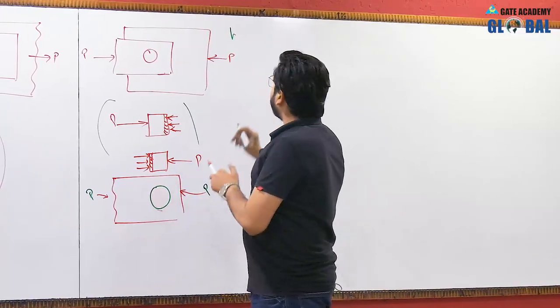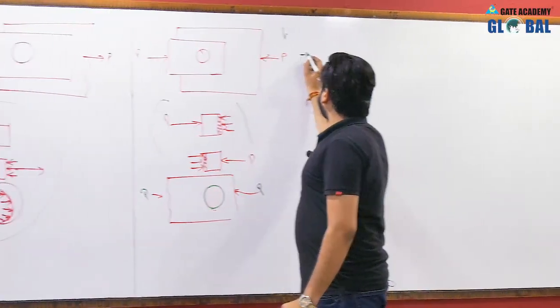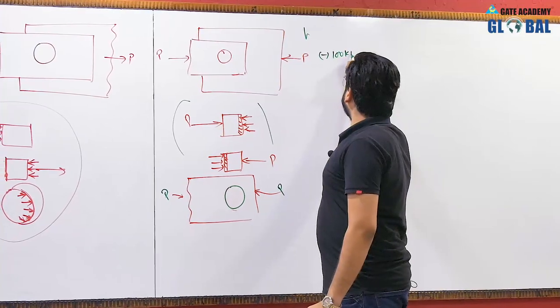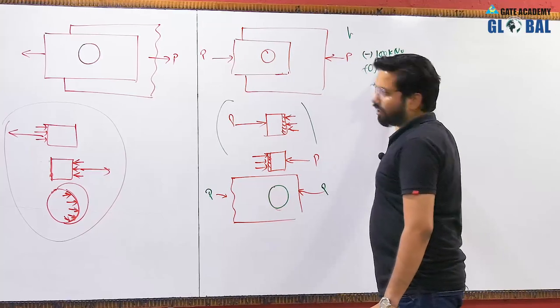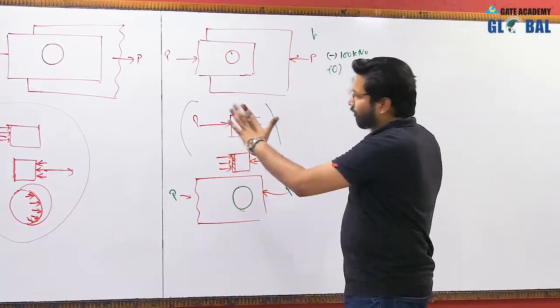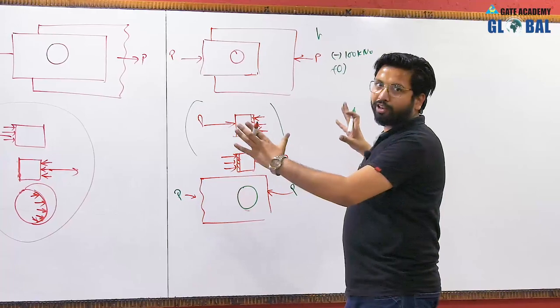then, let us say, the load is changing its magnitude from minus 100 kilonewton to zero. So this is a kind of repeated load. You are applying the load, then you are removing the load, then you are applying the load, then you are removing the load. Then what will be happening?